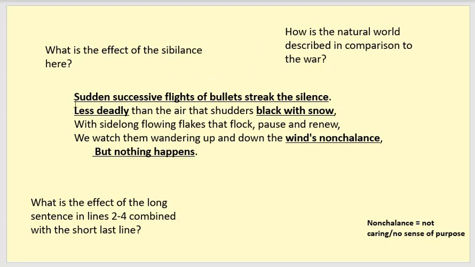But Owen says the bullets are less deadly than the air, which again highlights the physical challenges they're facing due to the exposure to the weather. And again, it's almost like the wind is an enemy, the wind doesn't care about them. And again, nothing happens.